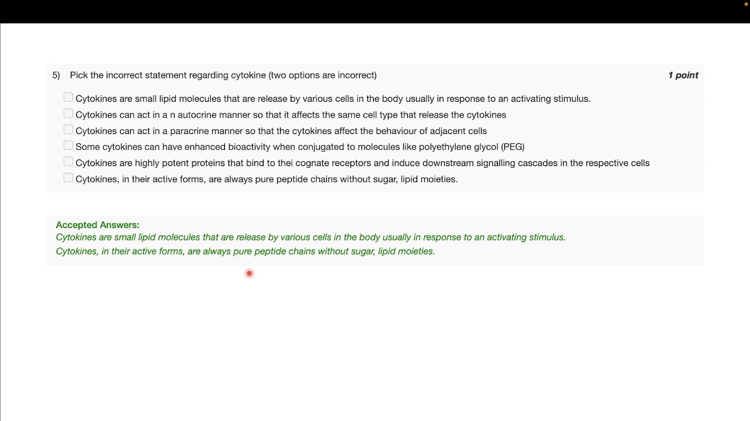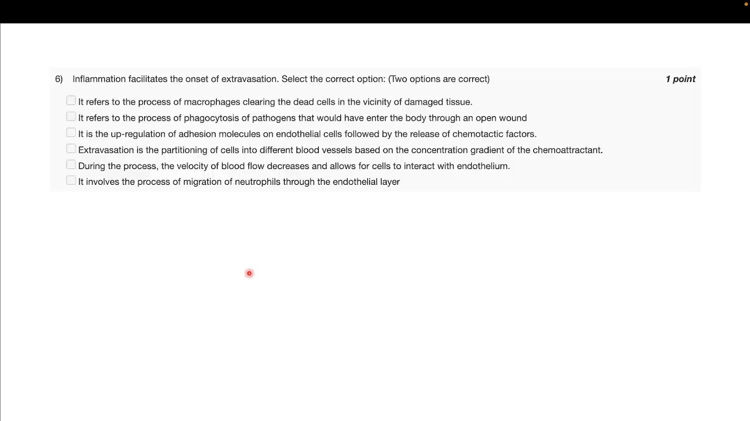If yes, I'll move on towards the next question. So the next is: inflammation facilitates the onset of extravasation, and we have to select two correct options which then describe this process of extravasation. If you have studied inflammation in detail, you must know what extravasation is, and then it will be easier to answer this question. If not, then we'll discuss.